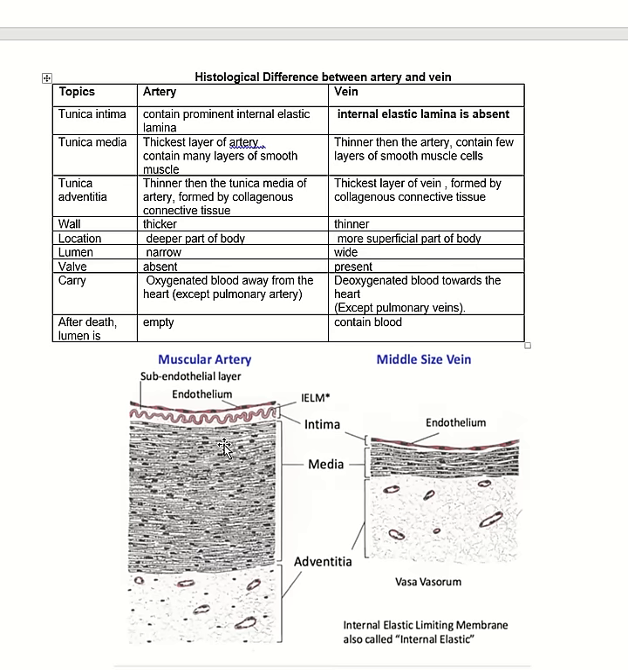The histological difference between artery and vein. Tunica intima contains a prominent internal elastic lamina in artery, but it is absent in vein. Tunica media is the thickest layer in artery and is formed by several layers of smooth muscle cells, but tunica media of the vein contains few layers of smooth muscle cells and collagen fibers connecting elastic fibers.